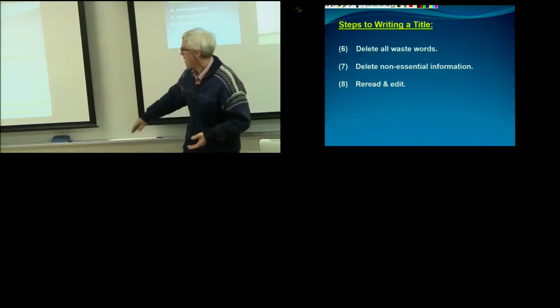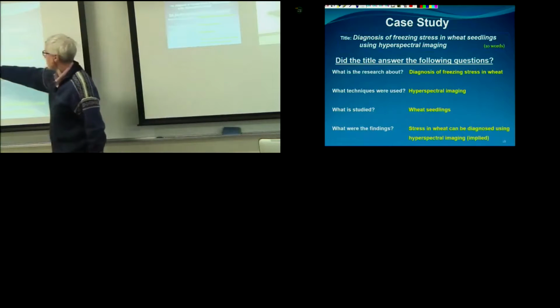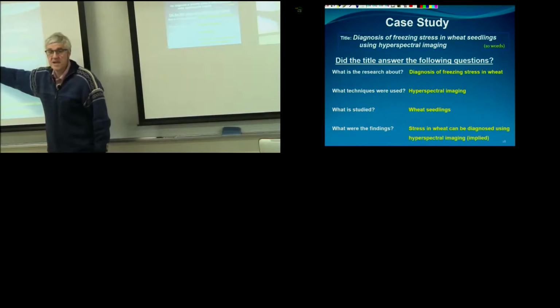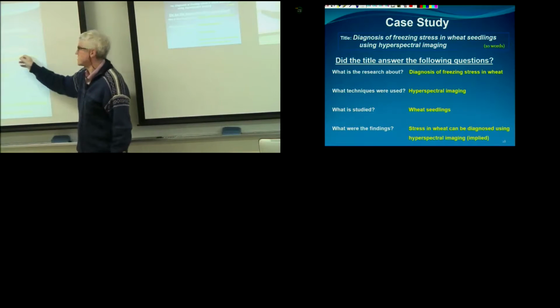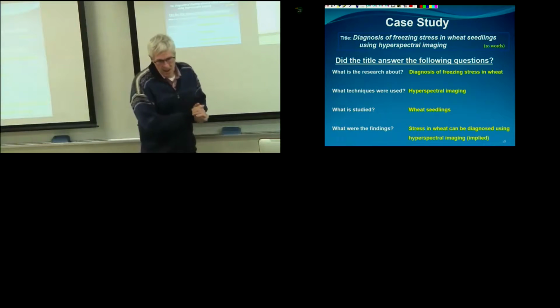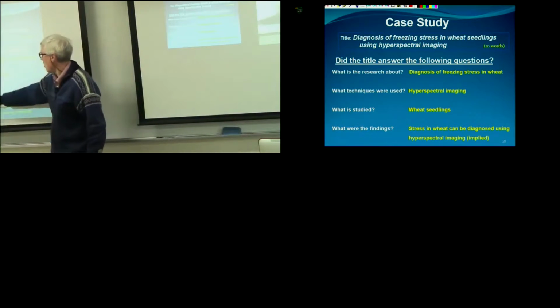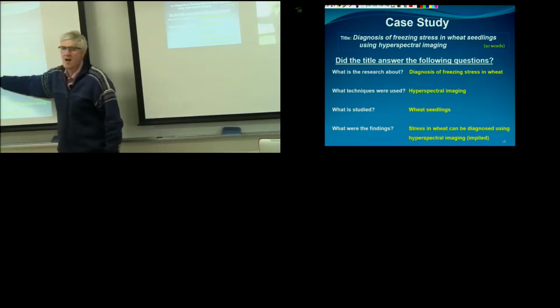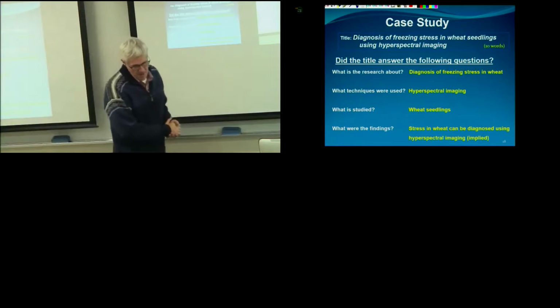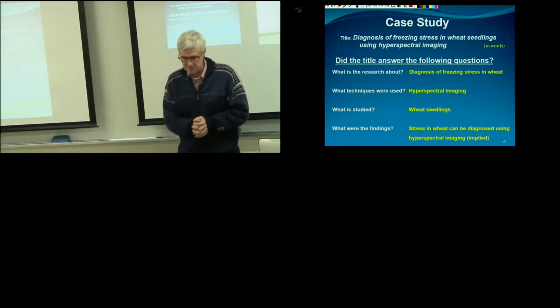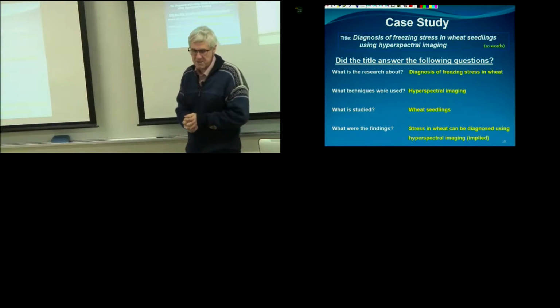And so if we look at what the research is about, it's diagnosis, i.e. detect either healthy or unhealthy freezing stress in wheat. What is studied? It is wheat seedlings. What techniques were used? Hyperspectral imaging. And what were the findings? Stress in wheat can be diagnosed using hyperspectral imaging.